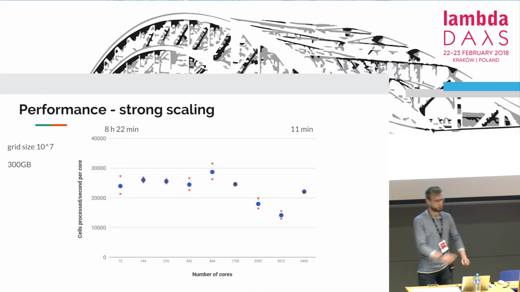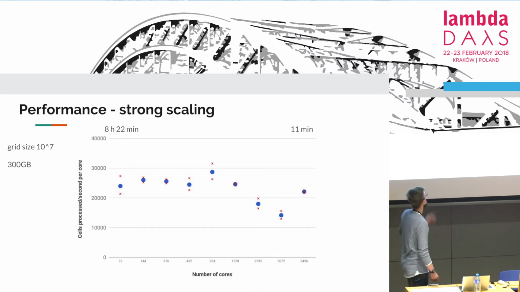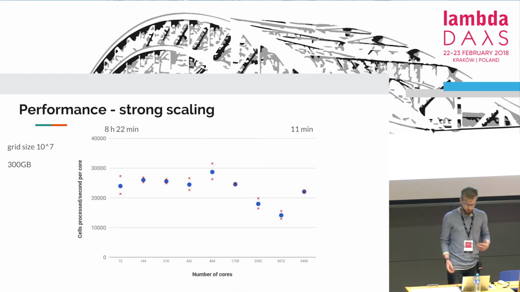Some of the results from the paper that we're working on: for strong scaling, we had a fixed grid size, which was on the order of 7, and that's around 300 gigabytes, on 3 nodes on Prometheus, which is the supercomputer here in Krakow. And we were able to reduce the average computation time from 8 hours and 22 minutes to 11 minutes. But that doesn't tell you how much overhead we were introducing.